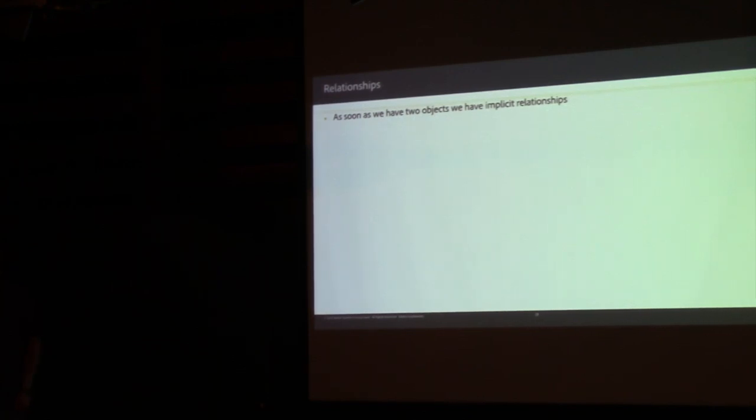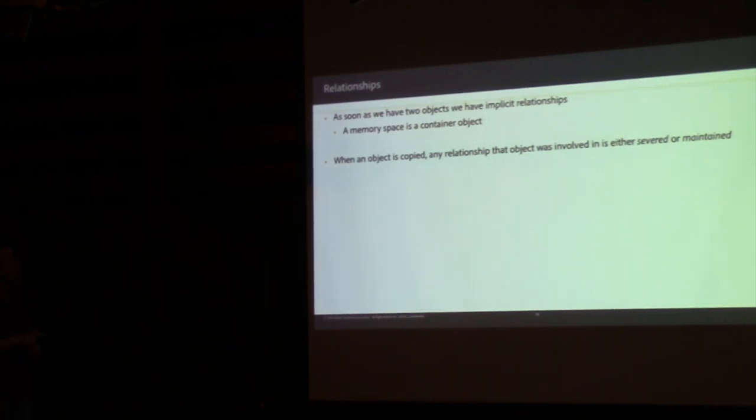And a relationship is not an object. I can't point to "is in this room." I cannot point to "I'm married to my wife." I can't point to "Marshall is next to Kevin." Those are all relationships. So, a memory space is a container object. When an object is copied, any relationship that object was involved in is either severed or maintained.